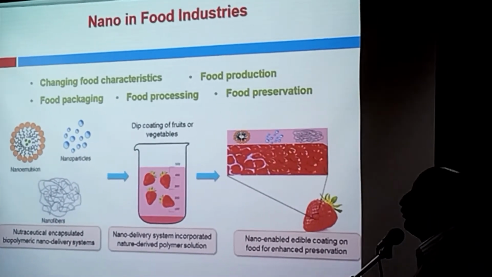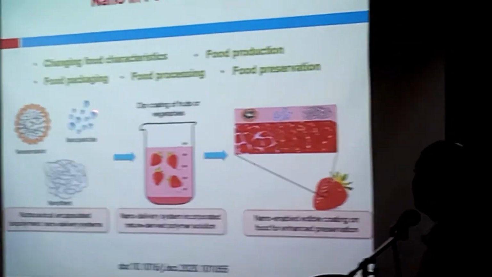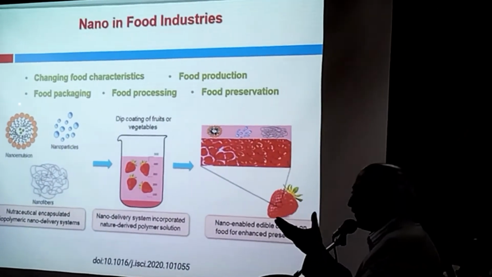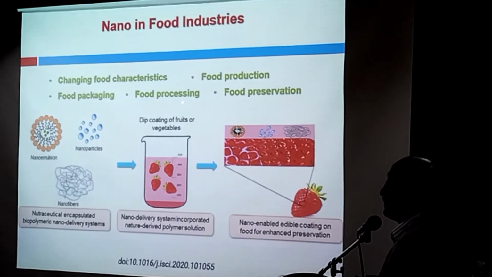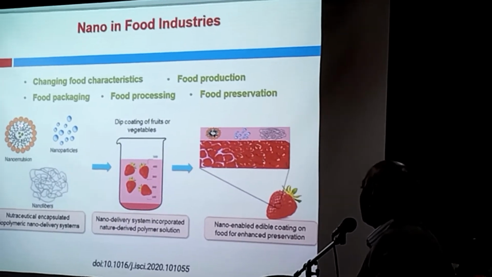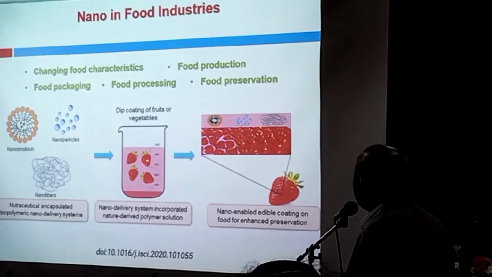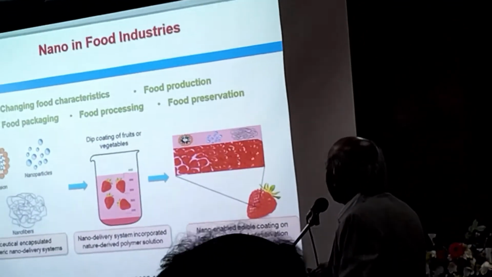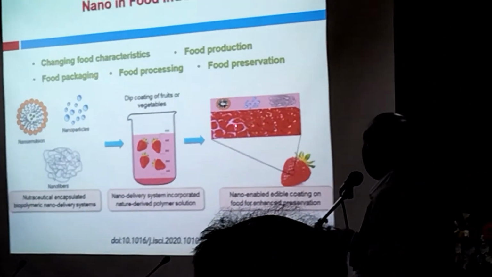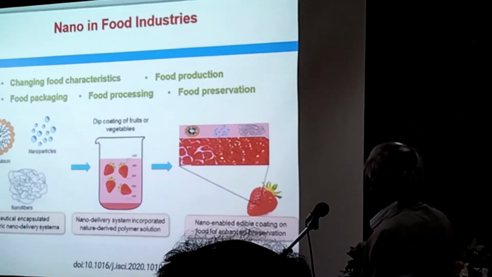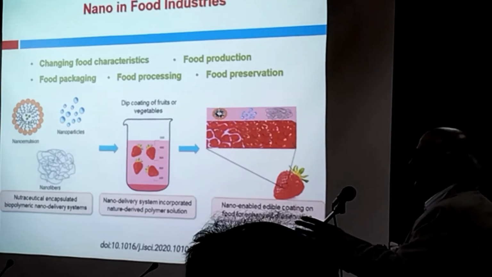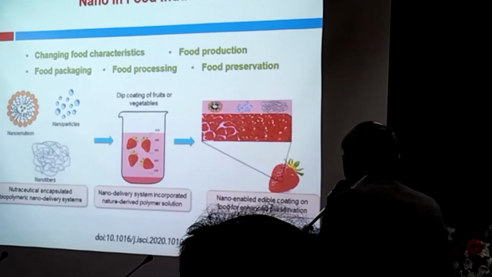And food preservation is again another wide industrial field. You can change the food characteristics, whether it's salty or sweet or flavored, and also food packaging, processing, production, and preservation. Let's see one case of preservation. These are the emulsion nanoparticles, and then you just keep coating with this nanoparticle, this is dip coating. This is the coating you see. This is the base of this strawberry, this is the surface of the strawberry, and this nanoparticle emulsion is coated on it, and this is how you can protect and preserve your foods.